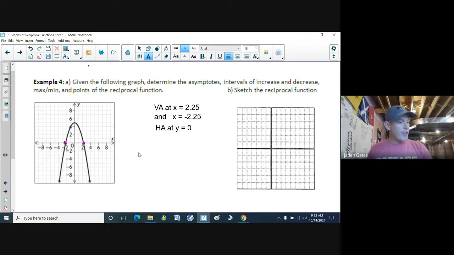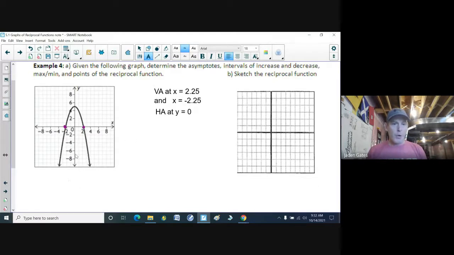Intervals of increase on the original function are intervals of decrease on the reciprocal, and vice versa. Well, you look at this quadratic here, and this quadratic has an interval of increase from negative infinity. I don't have a sign for that. We'll write one in, I guess. But then all the way to 0. And then it's 0 at peaks.